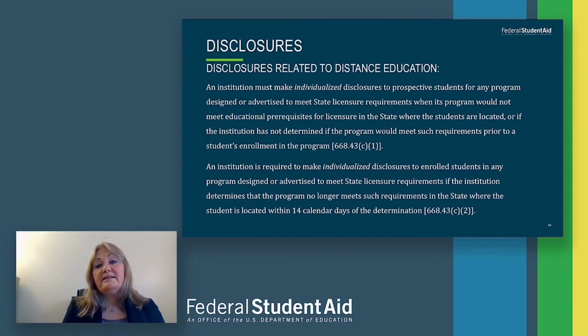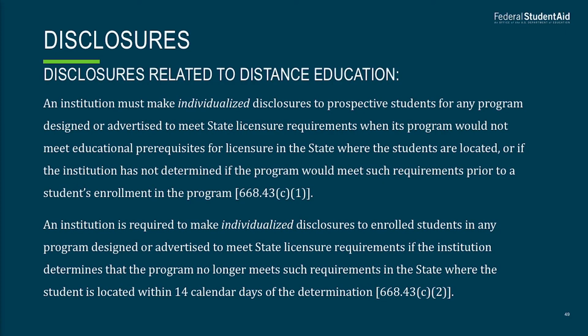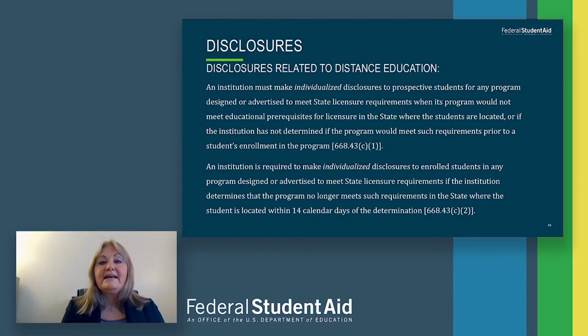An institution must make individualized disclosures to prospective students for any program designed or advertised to meet student licensure requirements when its program would not meet educational prerequisites for licensure in a state where its students are located, or if the institution has not determined if that program would meet such requirements prior to a student's enrollment in a program. And an institution is required to make individualized disclosures to enrolled students in any program designed or advertised to meet state licensure requirements if the institution determines that the program no longer meets such requirements in the state where the student is located, within 14 calendar days of that determination.